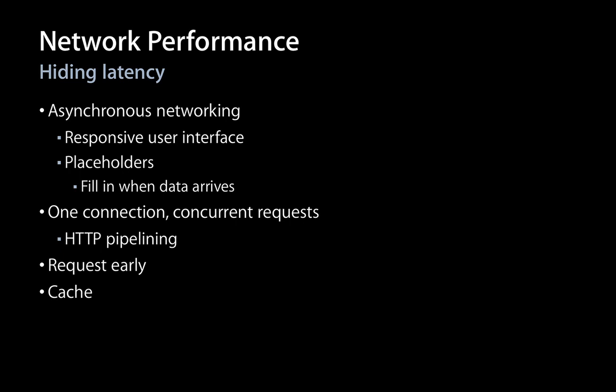One trick you can use is placeholders. If you're going to show a list of users, you can show the whole list of users with placeholders next to them for icons that you don't have at the time. As the icons come in off the network, you can fill in a placeholder. The user gets the whole list very quickly, and they don't have to wait around.